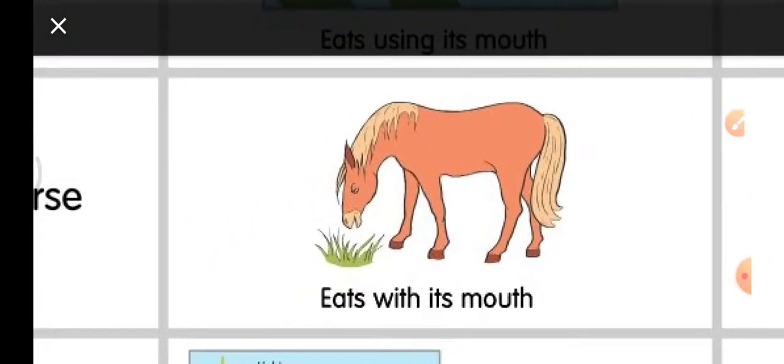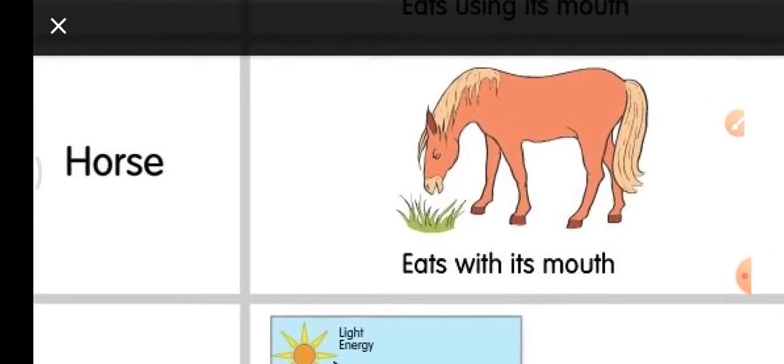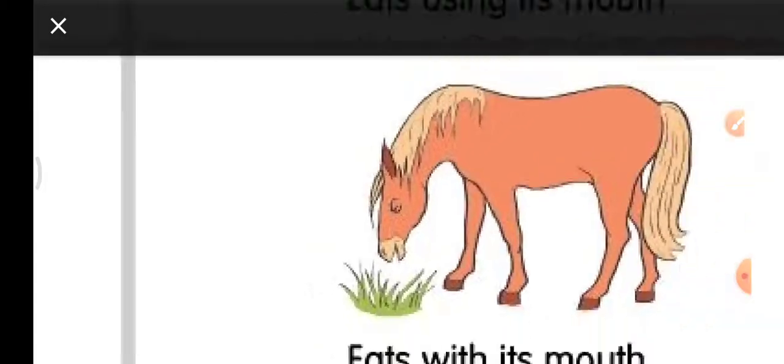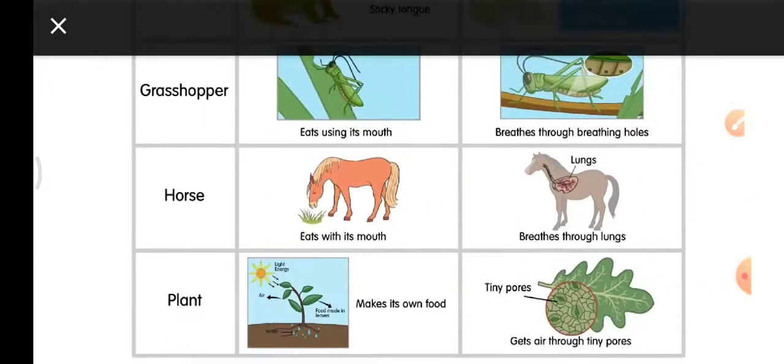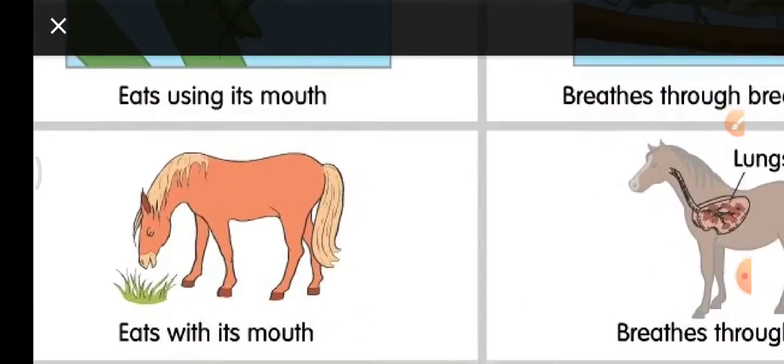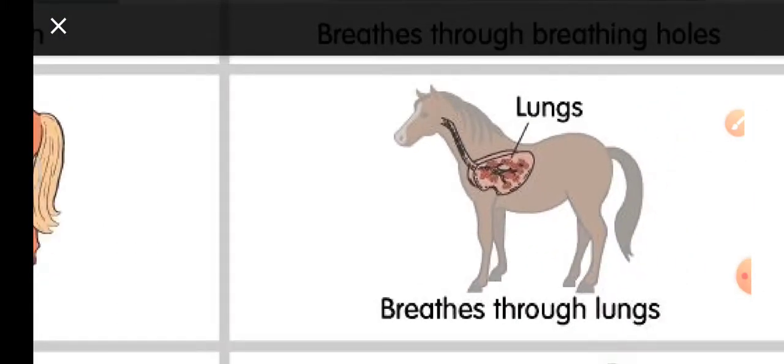So the next organism is the horse here. How is the horse taking in its food? Horse eats with its mouth. You can see the horse eating the grass with its mouth. And how does it breathe? Horse has lungs, and it breathes through lungs.